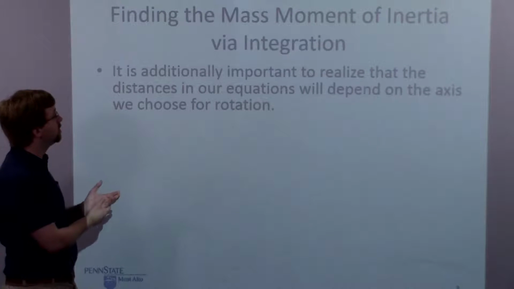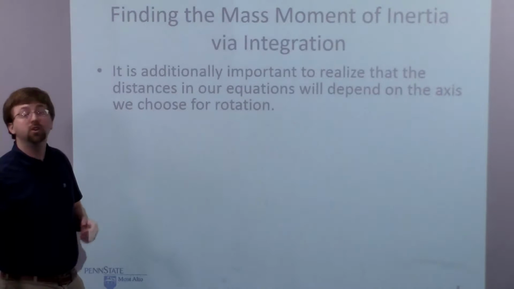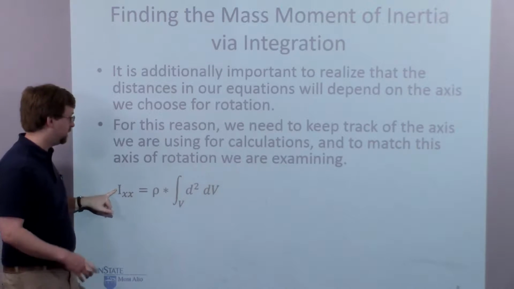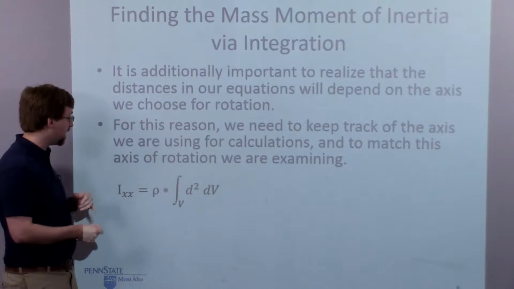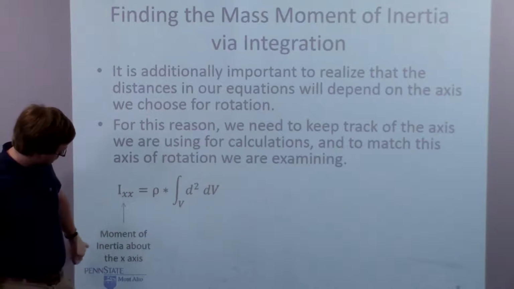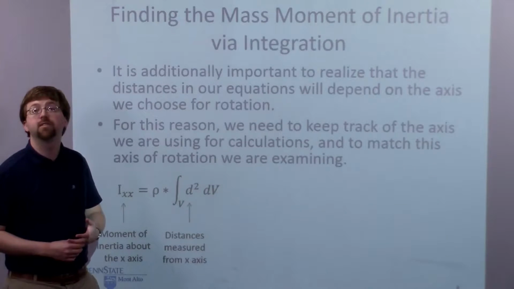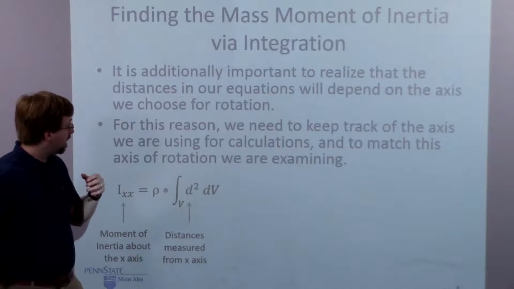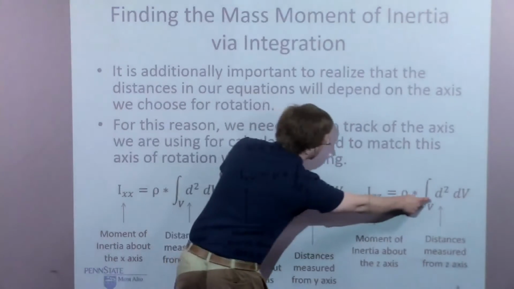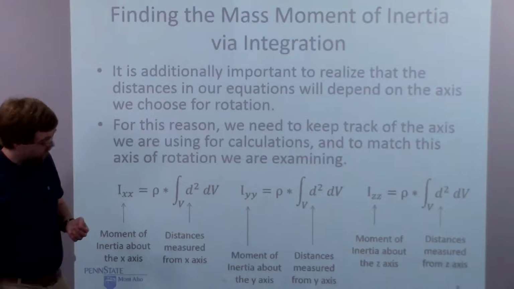It's additionally important to realize that the distance in our equation will depend on the axis. I talked about this earlier. And so usually we've got some sort of subscript to keep track of this. So Ixx would be the mass moment of inertia about the x-axis. It's going to be density times d squared dV, and these d squared terms are going to be distances from that x-axis. I'm going to have separate Iy and Iz values, and in each of those, the distance terms are going to change depending on the axis.